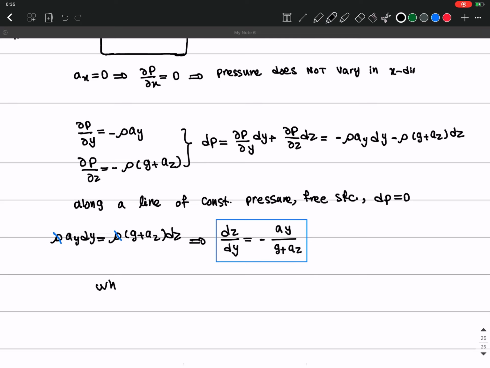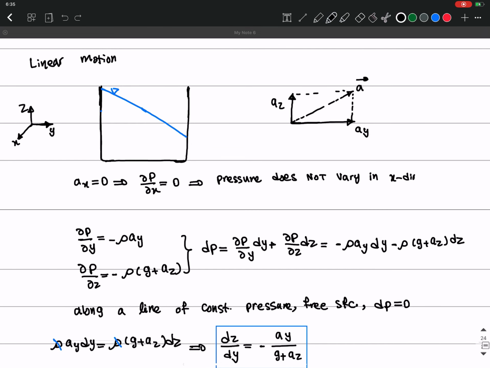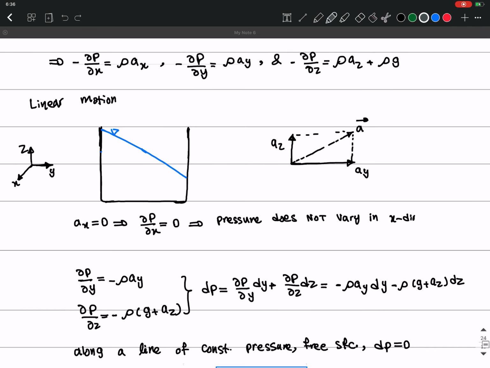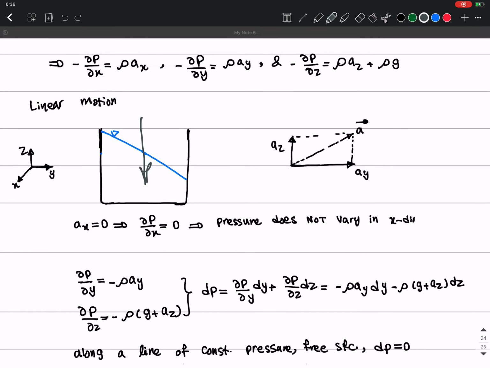So let's see, when ay is 0, what do we have? When ay is 0, then dp over dz from this equation is going to be minus rho g plus az. And then dp over dy is going to be 0 too, and because ay is 0, dz over dy is also going to be 0. We are not going to have any change in z, so we are going to have a flat surface if ay is 0. This means that, for example, we are just moving this object upward or downward, so we only have a vertical acceleration.